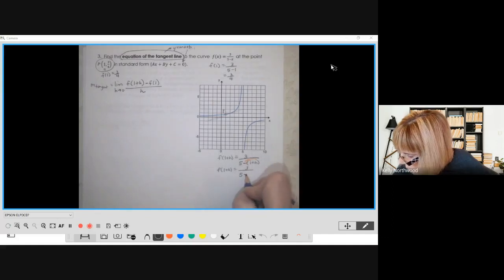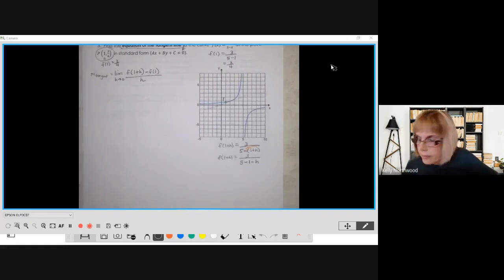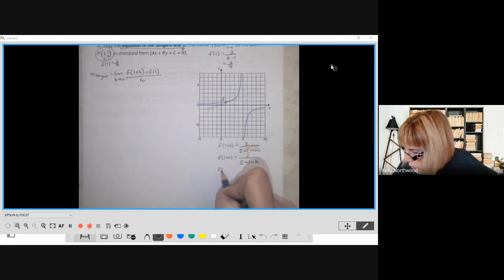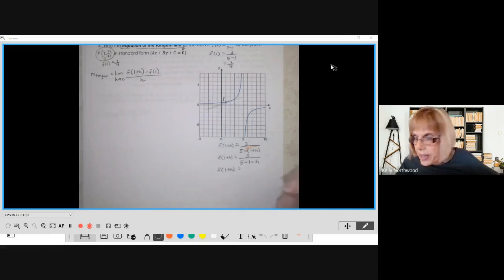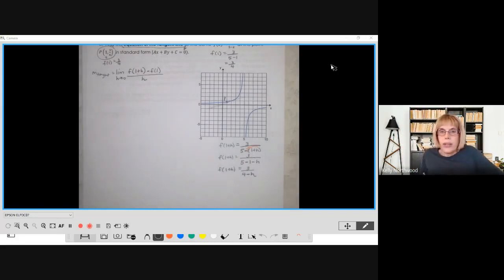So it's going to be 5 minus 1 minus h. Another place where you could get mixed up: if you only distribute the negative with the 1 and not the h, you'll get the wrong sign in front of the h, which is problematic when you're trying to get the correct slope. Okay, so I feel like that's as good as we can get for that one.